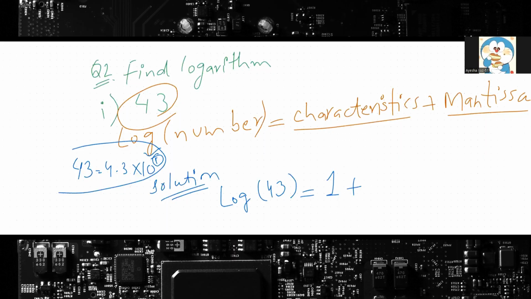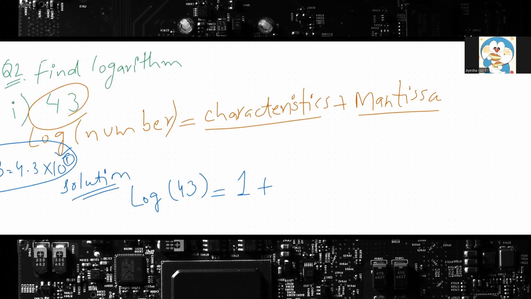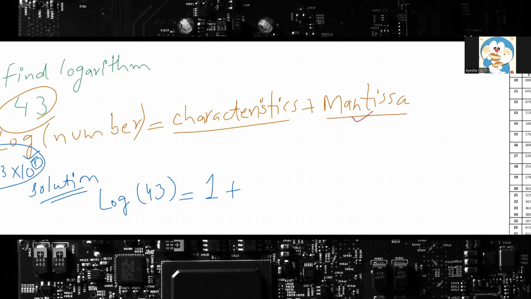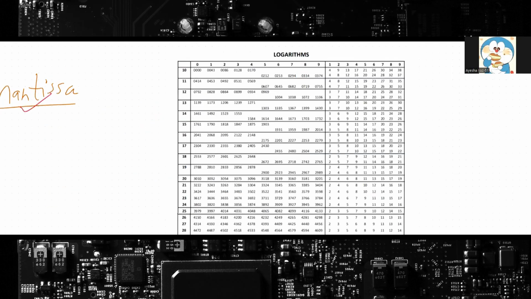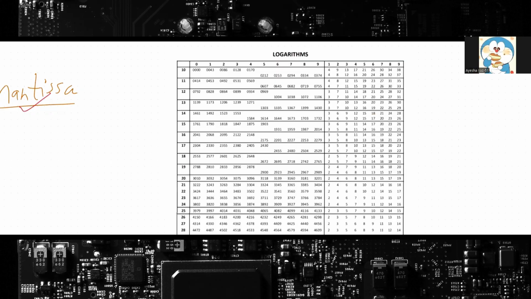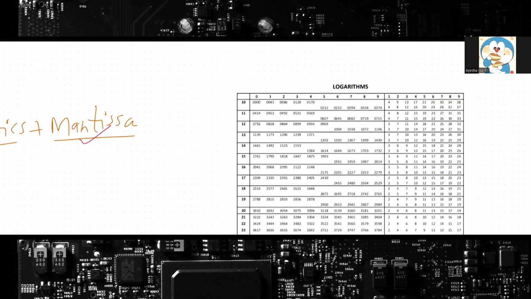Now it's time to find out the mantissa of a number. To find the mantissa, we need to look into the table of logarithm, which you can find at the end of your textbook. So here is the logarithm table, and let me tell you how you can read it. The number given in the question is 43.